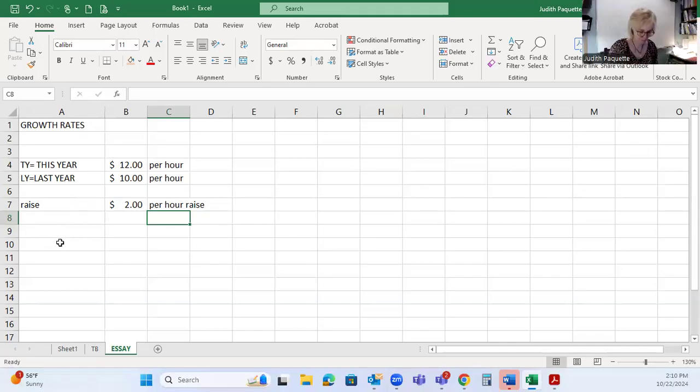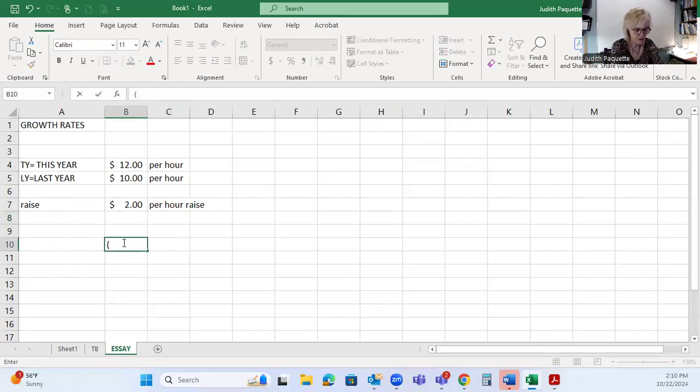Would you have to do 12 minus 10 divided by 10 and then multiply by 100? Yes. So the formula for growth rate is this year minus last year. Let's do caps because they'll show up a little better. This year minus last year divided by last year, and then times 100 to make a percent.